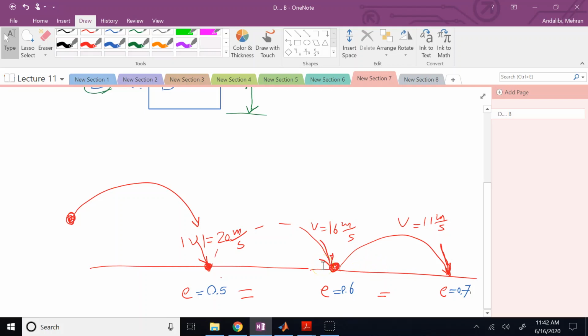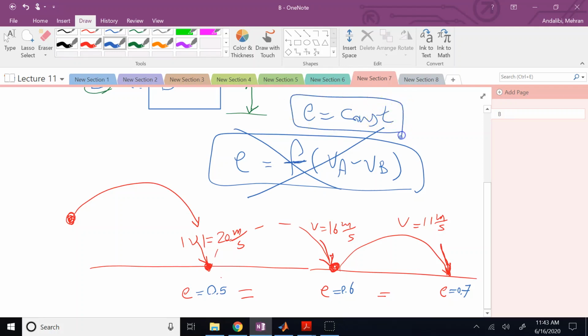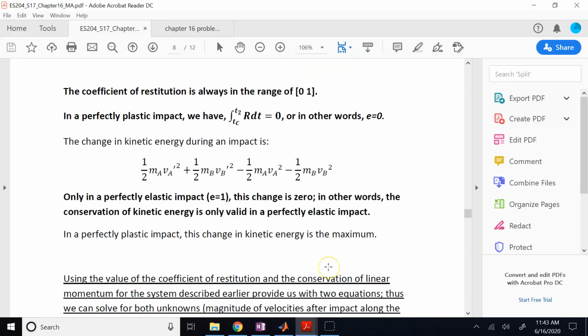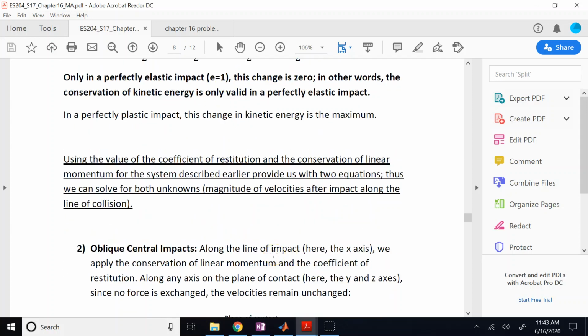Now, we need to know exactly E as a function of what? VA minus VB. We have to know that. But since measuring this is not an easy thing to do, and it is a little beyond the scope of this course, we're going to neglect it, and we just, in this course, assume that for our applications, we use a constant E. Okay, especially in most of our problems, the impact is happening once and not several times. Good. So now I know how I should formulate this.